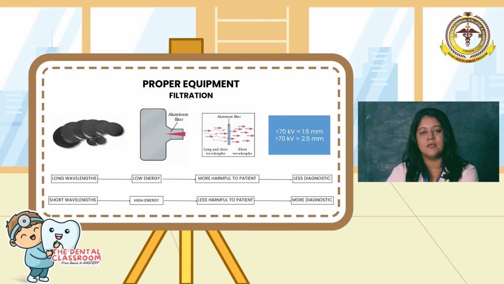So, your filter basically removes the long wavelength X-rays and allows only the short wavelength X-rays to pass through it. So, your equipment should ideally consist of 1.5 millimeter thickness of aluminum filter for a machine which is less than 70 kilovoltage, and 2.5 millimeter thickness of aluminum filter for more than 70 kilovoltage equipment. So, this is the guideline recommended for the thickness of filtration.